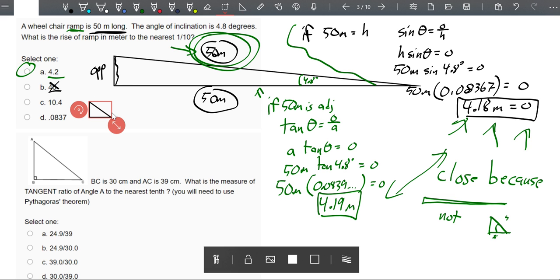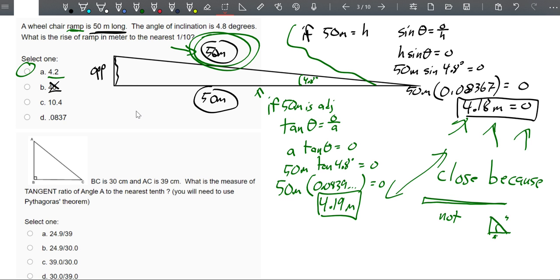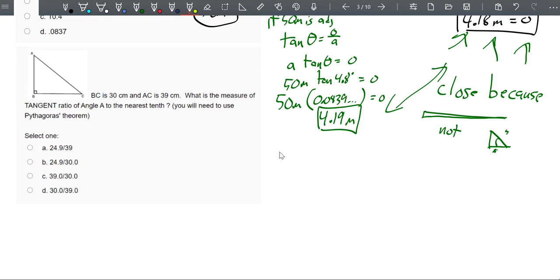And because this is a 50-meter long triangle that it's only going up 4 meters, that's why we got such a close result that time. So this is not the right interpretation for this question, but if you chose it, you would still have gotten the right answer for this really skinny triangle.